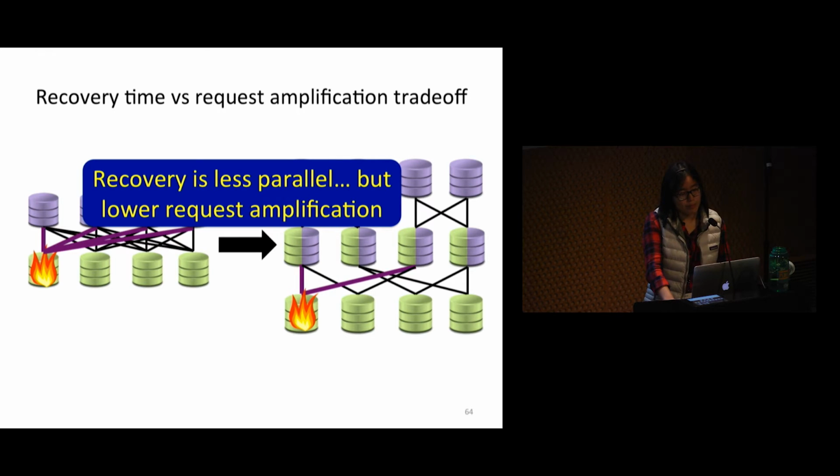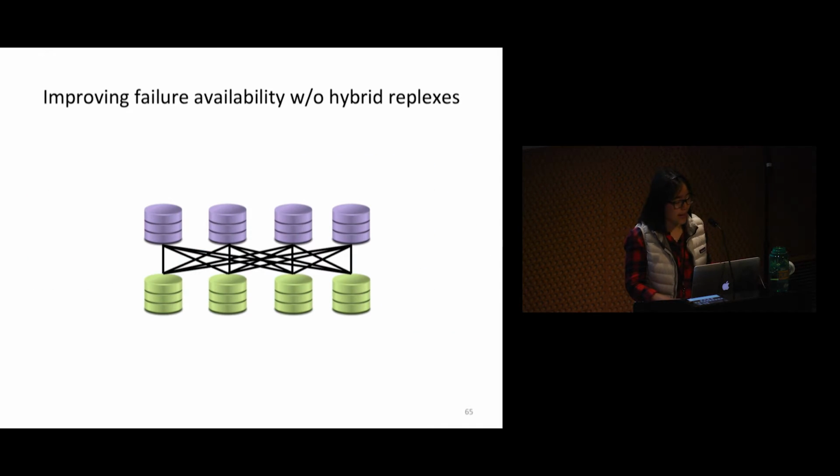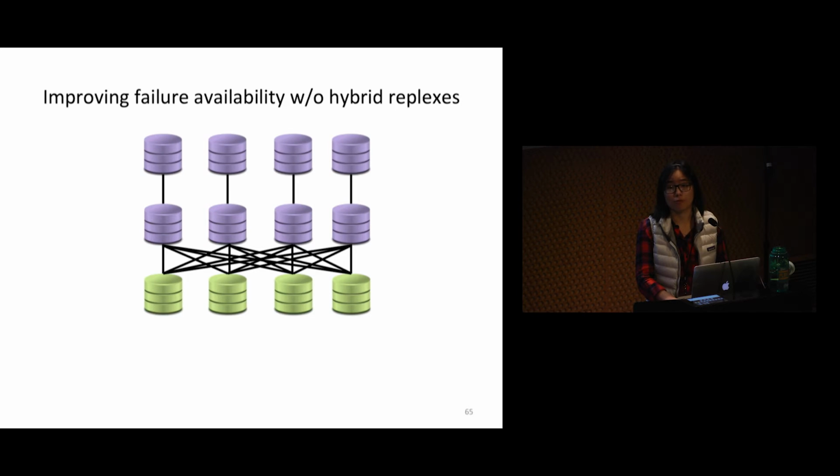Another nice property about hybrid replexes is that you can improve failure availability across multiple replexes. So to see this, let's consider how we would do this without a hybrid replex. So let's say this is your system, and you wanted to increase the availability of the purple partitions. Typically what people do is you add some exact data replica. So this is great, but if a green partition fails, that extra purple replica doesn't help you at all. So in fact, if you want to increase the availability of the green replex, you have to do the same thing. You have to add another exact data replica. But this causes a 2x overhead in storage.